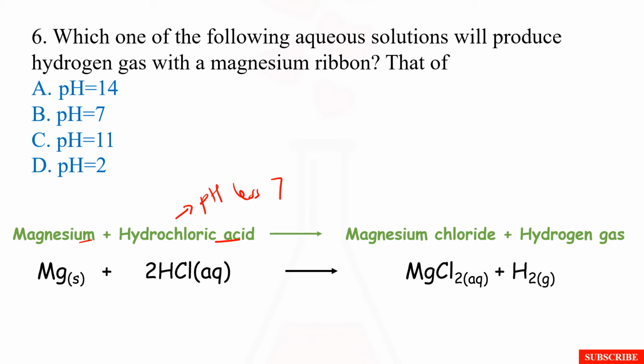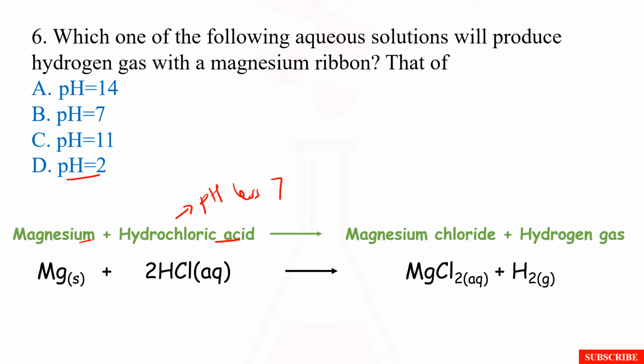So in this case, our answer can be 2. pH is equal to 2, or D as the answer, because hydrochloric acid should have a pH below 7, and of our 4 options, D gives us that option.